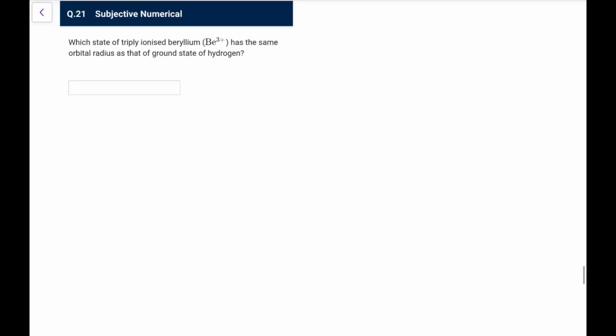Now quickly go to the subjective numericals. Which state of triply ionized beryllium has the same orbital radius as the ground state of hydrogen? We know r_n is equal to n square by Z into a naught. It has to be a naught, and Z is 4, so n square should be equal to 4, so n is equal to 2. It's not a tough one. You can directly make out n is equal to 2. This is one of the easier ones I can say.